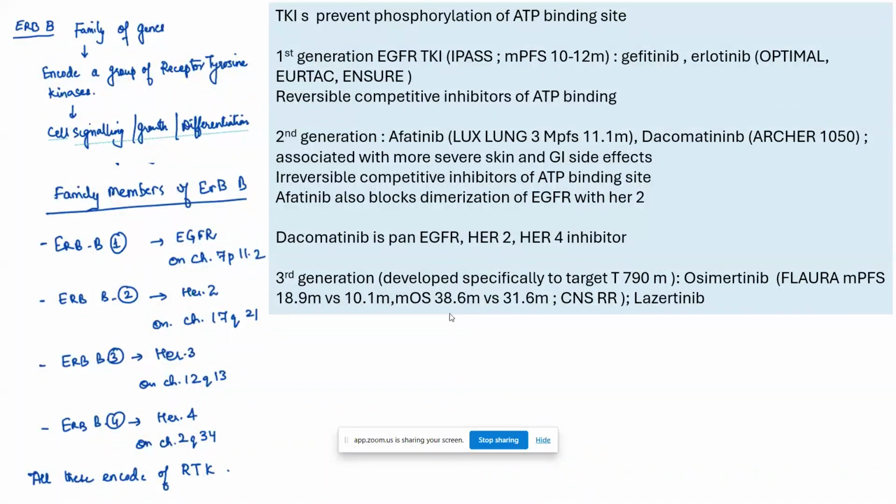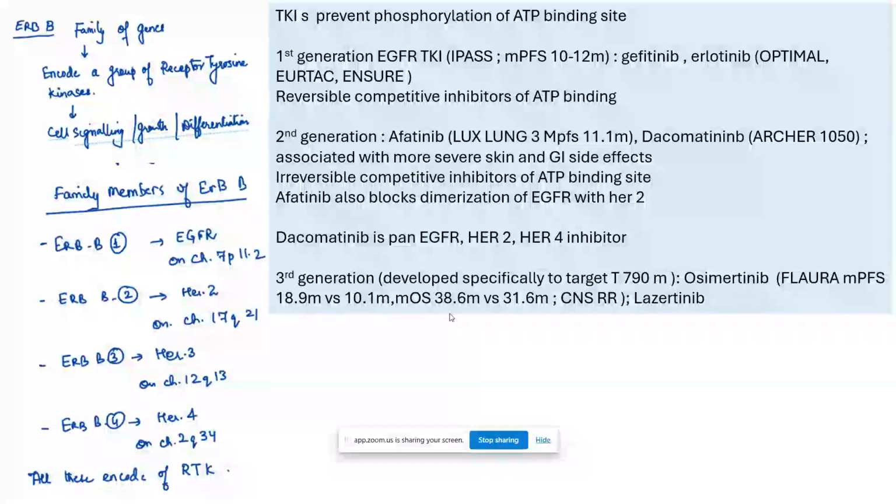So they tried to make something better than the first generation. In second generation, they made some irreversible competitive inhibitors. So these, like afatinib or dacomitinib, will form covalent bonding with that ATP binding site, and hence it will be more potent. The major side effect of the second generation which came up was that it was like a pan-HER inhibitor. As I told, ERB is a family of genes, so it will act on all these genes, like HER2, HER3, and HER4. Because of that, more severe side effects were there, like more skin toxicity, more GI toxicity. I'll talk further about why these toxicities happen with EGFR TKIs.